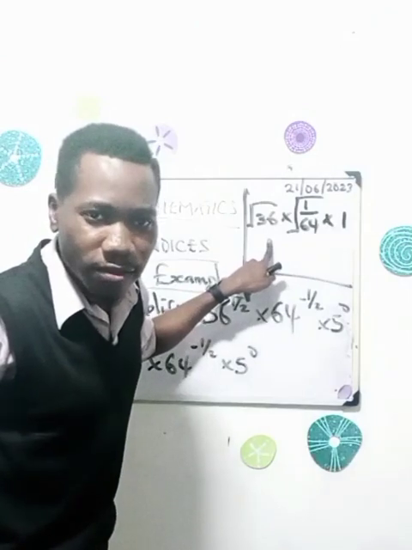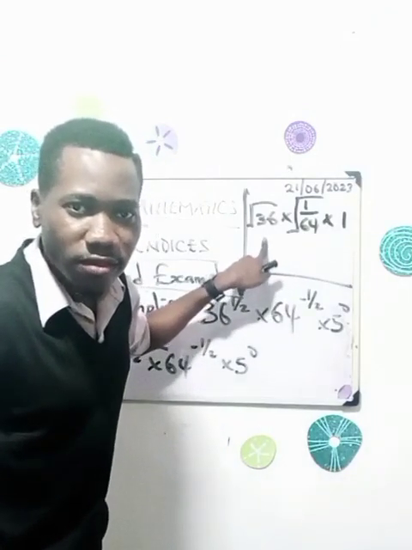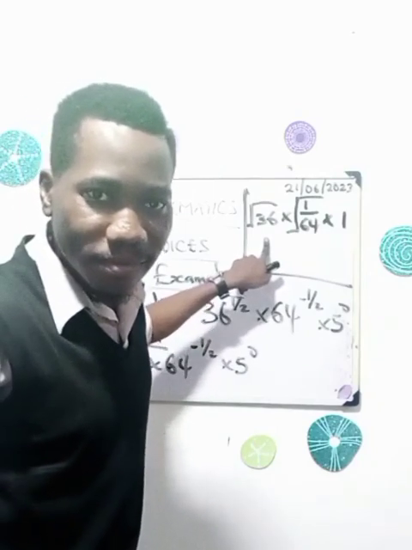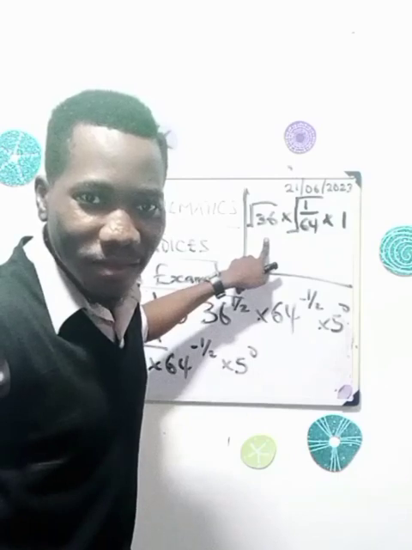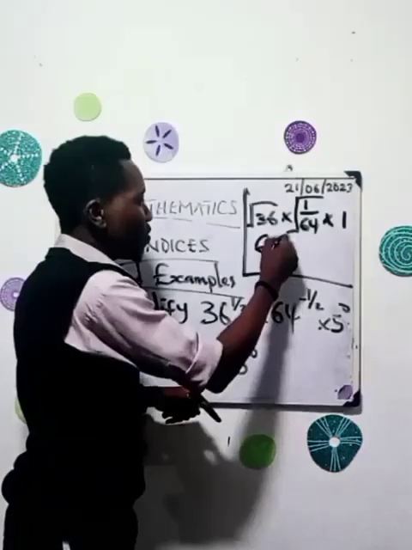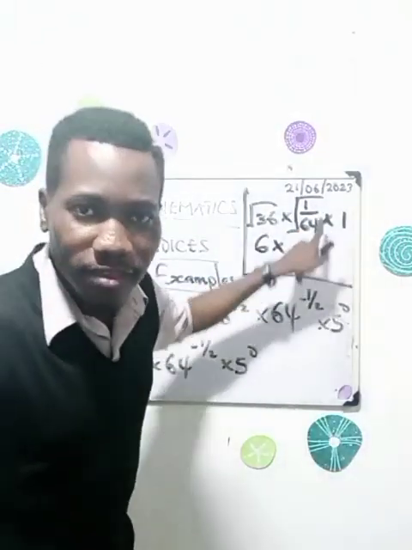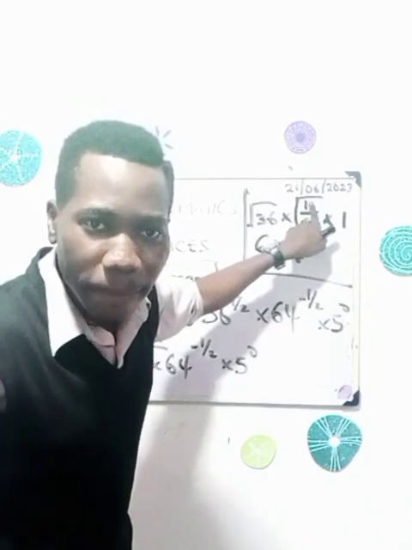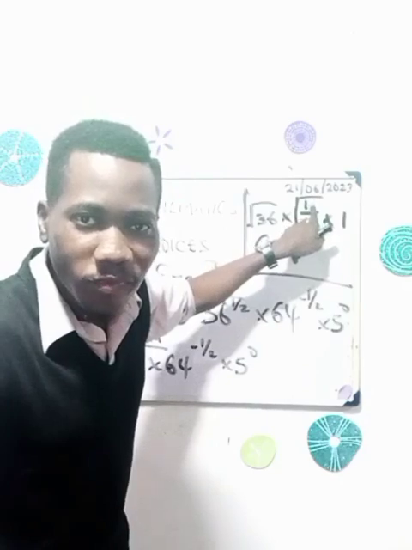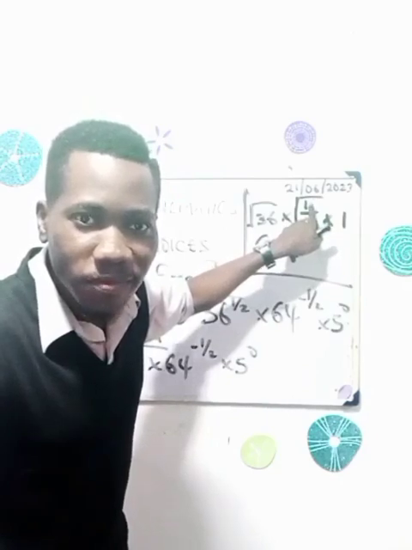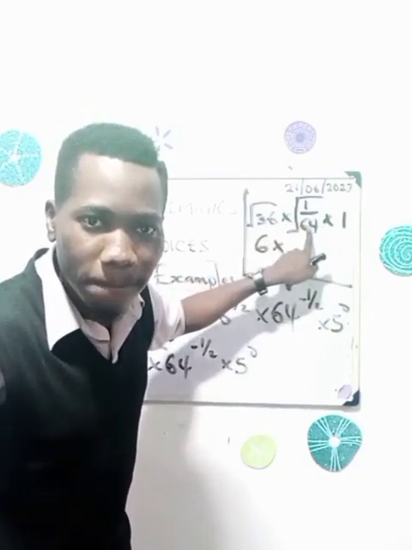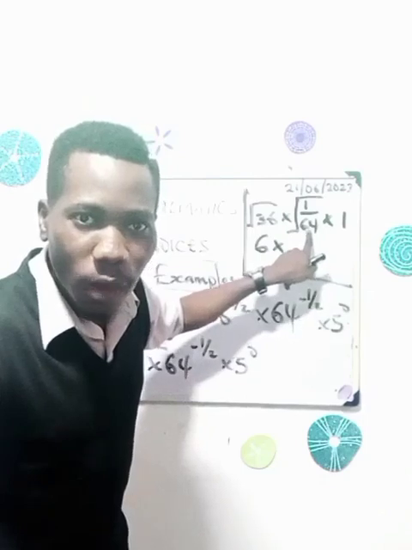The next step. What is the square root of 36? IDK says 6. Okay, good. 6. So 6 times. Now, what is the square root of 1 over 64? What is the square root of 1? 1. Thank you. Then what's the square root of 64?